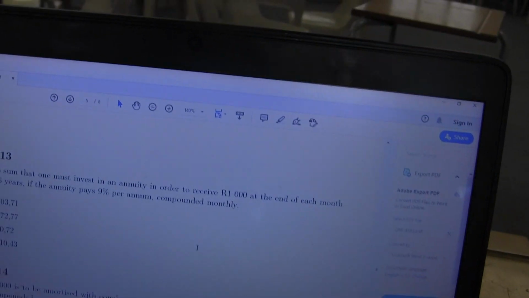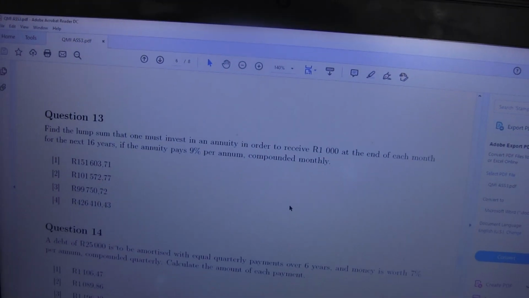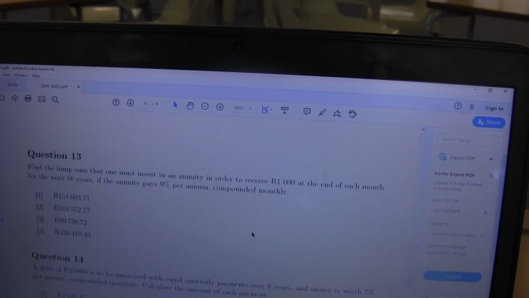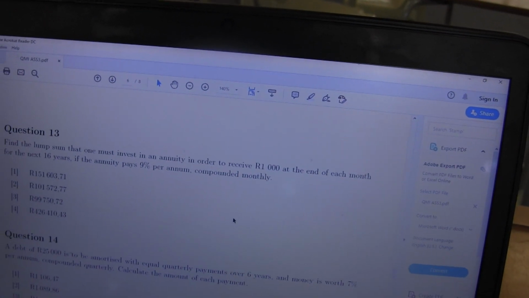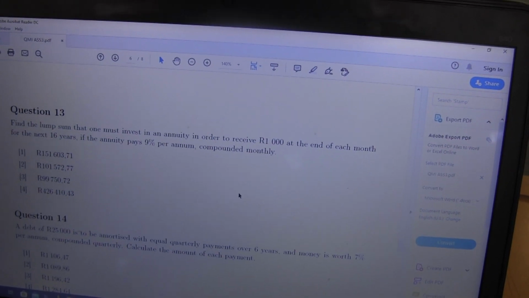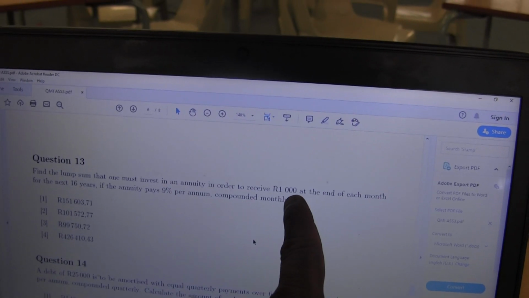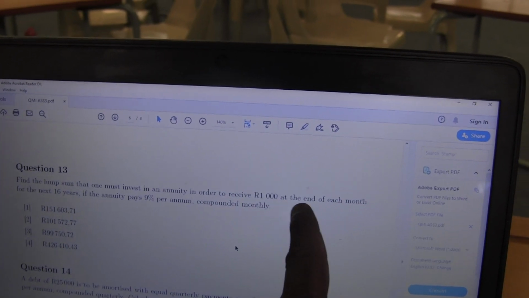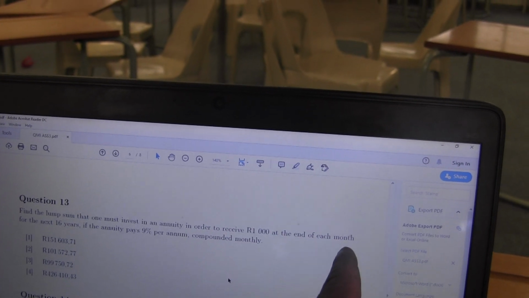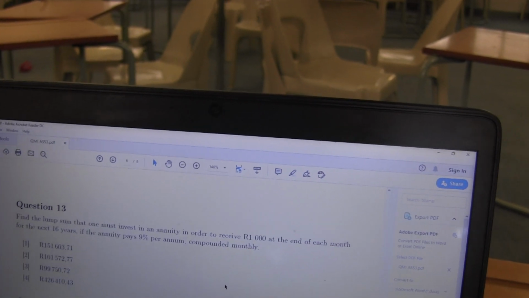Question number 13. They say, find the lump sum that one must invest. So the money that somebody's going to invest, in order to receive what? To receive 1,000 at the end of each month. So you see, this is going to be at the end of each month. So this is like the payment that you get each month.